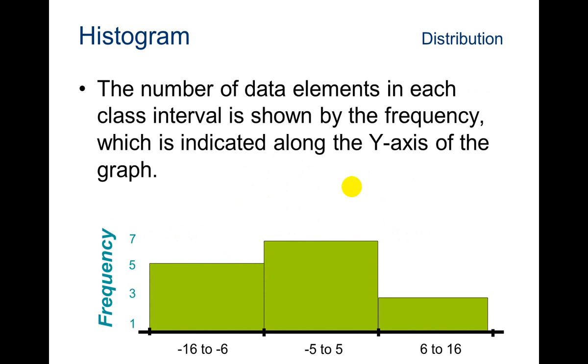The number of data elements in each class is shown by the frequency, which is indicated along the y-axis of the graph. So -16 to -6 had about 5 data points. -5 to 5 had 7 data points. And 6 to 16 had about 3 data points.